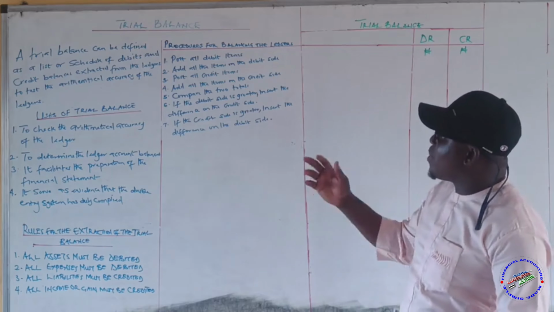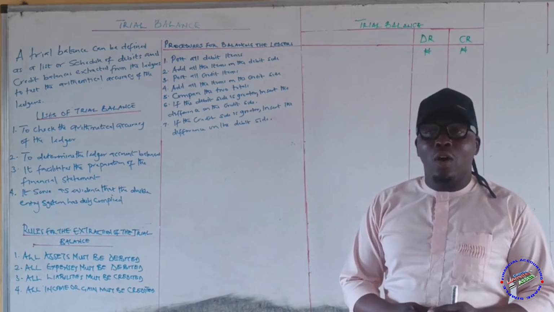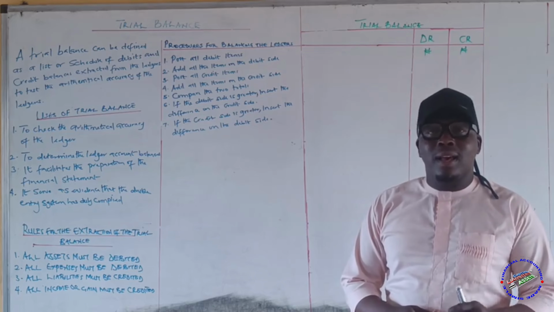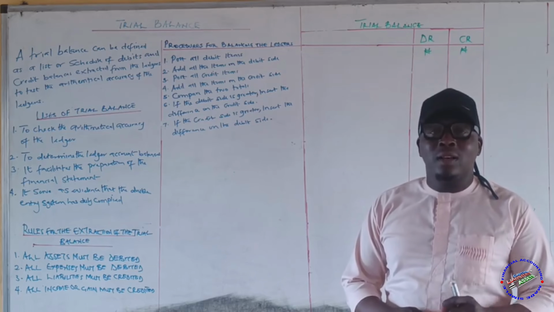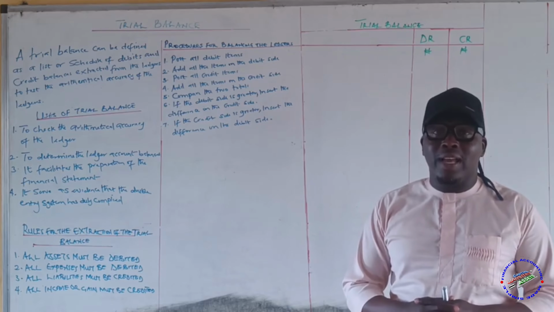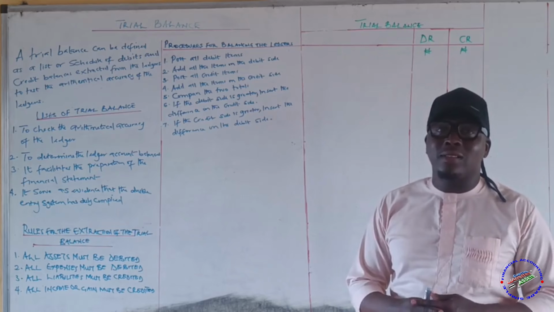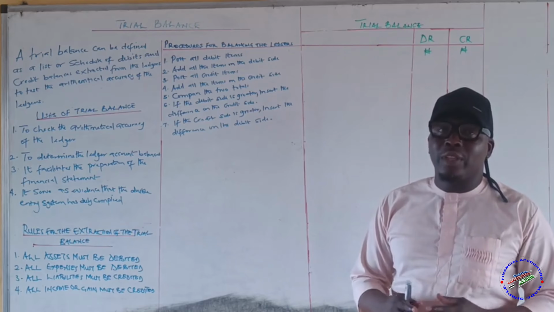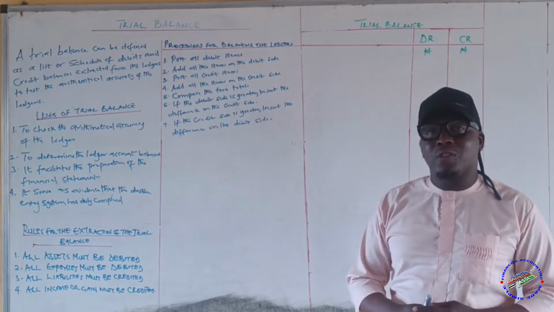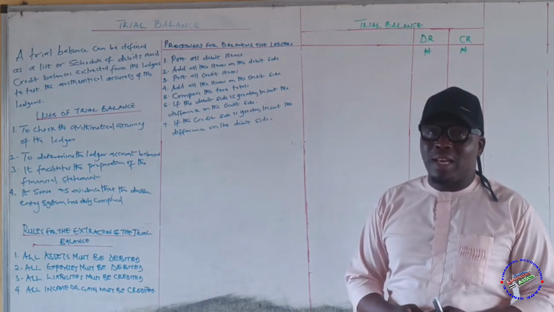So looking at the trial balance, we can look at it as a list or schedule of debit and credit balances that are extracted from the ledger to test the arithmetical accuracy of the ledger. How do we know if what we have posted in the ledger is correct or not? It is through the aid of the trial balance. Have a look at the definition of trial balance. We will look at the uses of trial balance.